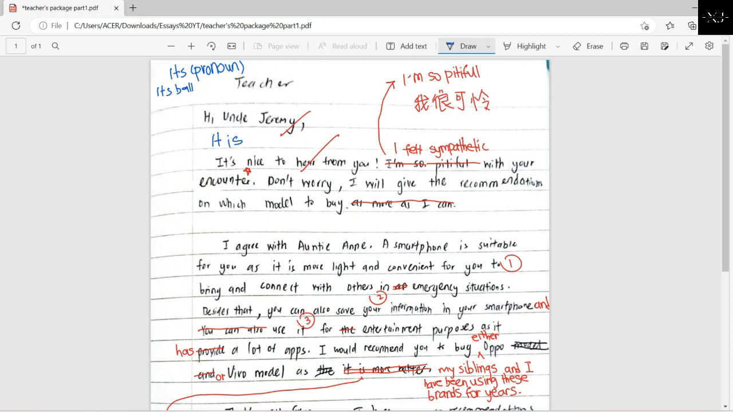"Don't worry, do not worry. I will give the recommendations on which model to buy as more as I can." We never say "as more as I can". We can say "as best as I can".